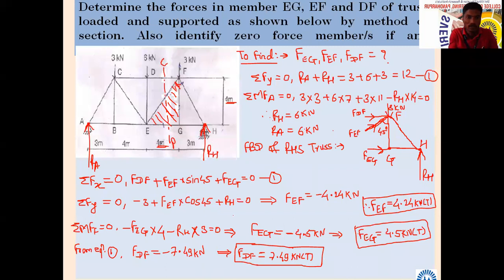One more extension is there in the problem statement. Problem statement मध्ये अजून एक extension मध्ये विचारलेलं आहे. Also identify the zero force member if any. Concept मी सांगितलं होतं. If there are two members which are collinear and the third one is inclined or perpendicular, then that third member will be a zero force member, provided that there should not be any external load on that third member.